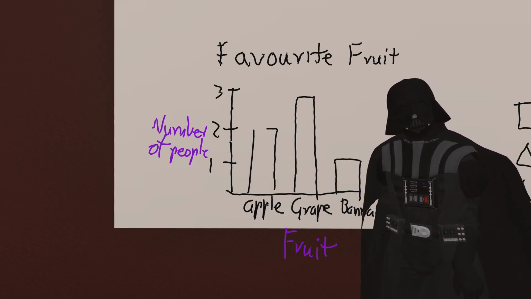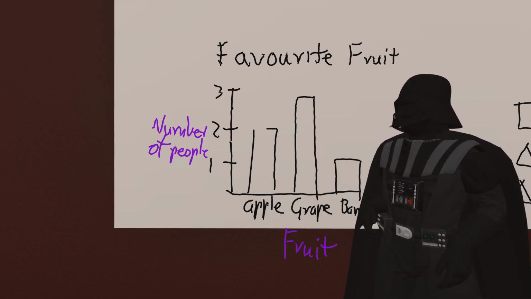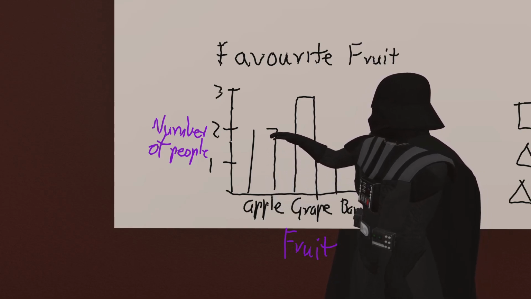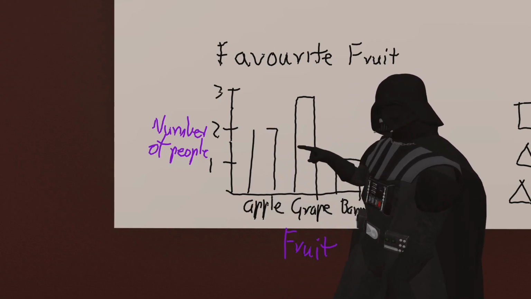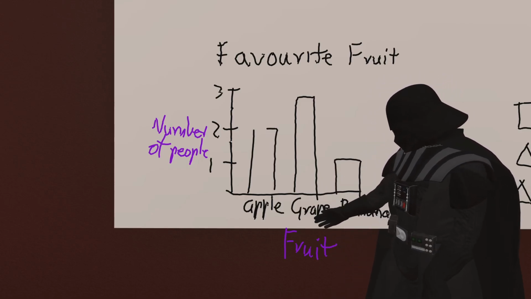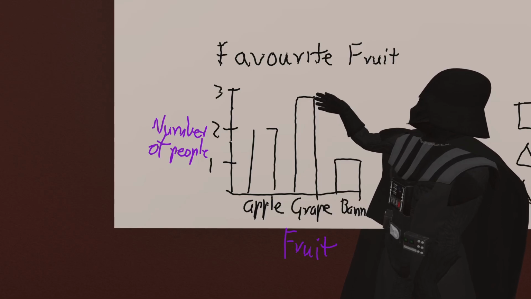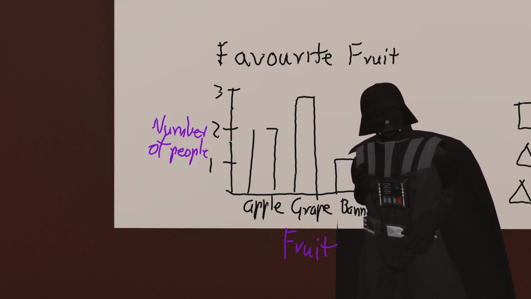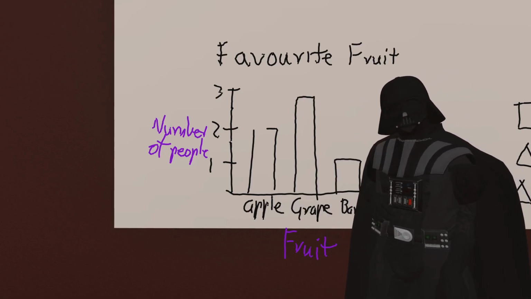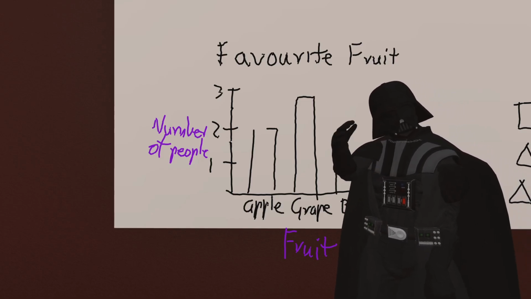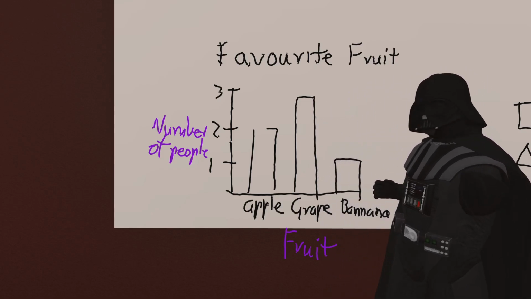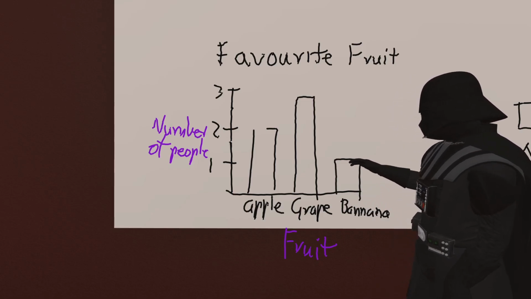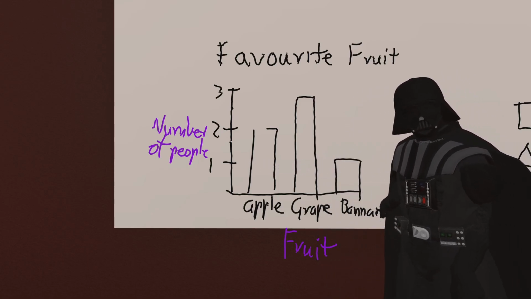The height of a column graph tells us how many people chose each thing. So here we can see apple was picked by 2 people. We can see here that grape was chosen by 3 people. Now, I don't have a ruler here, so when you do it, you'll make sure that everything's perfectly in line, but it's a little bit hard to draw on a board without a ruler. And over here, we have banana. Now, only one person chose banana.